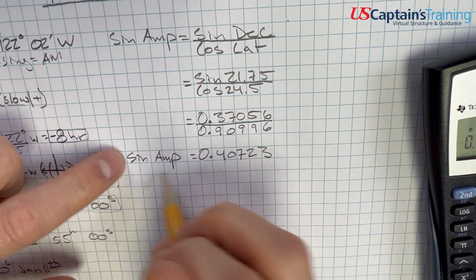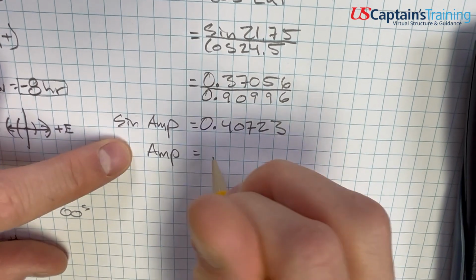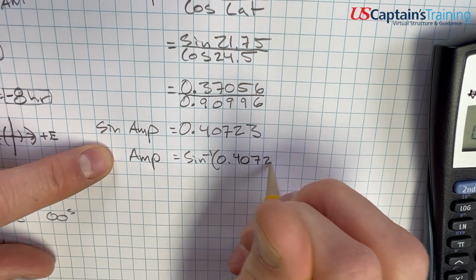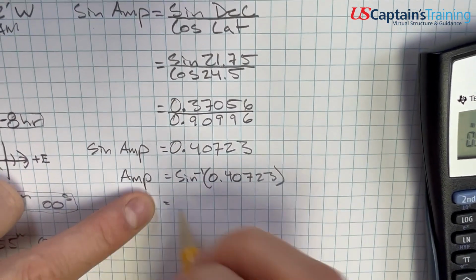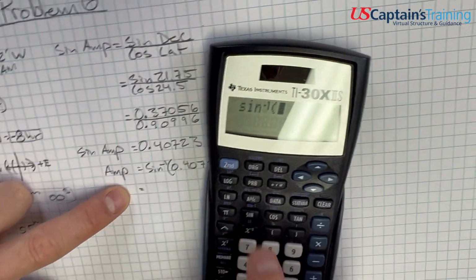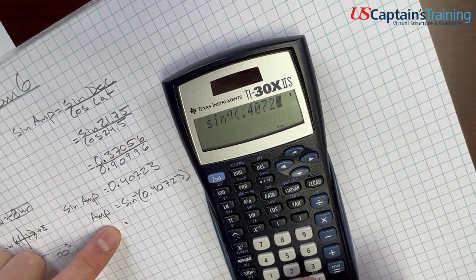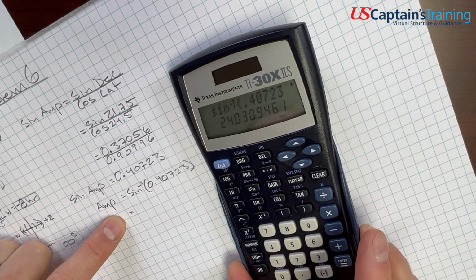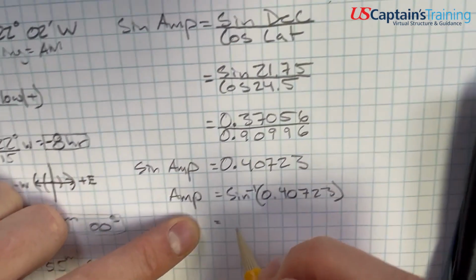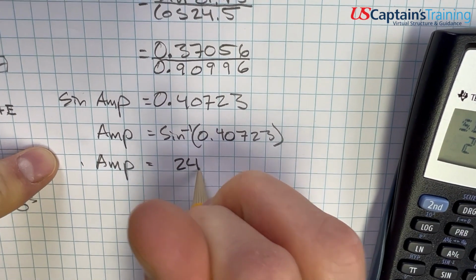To get the sine on the other side and just get the amplitude, we're going to have amplitude equals the sine inverse of 0.40723. We put this in the calculator. So go second, sine inverse, 0.40723, equals 24.03, but so just 24 degrees. So the amplitude equals 24 degrees.